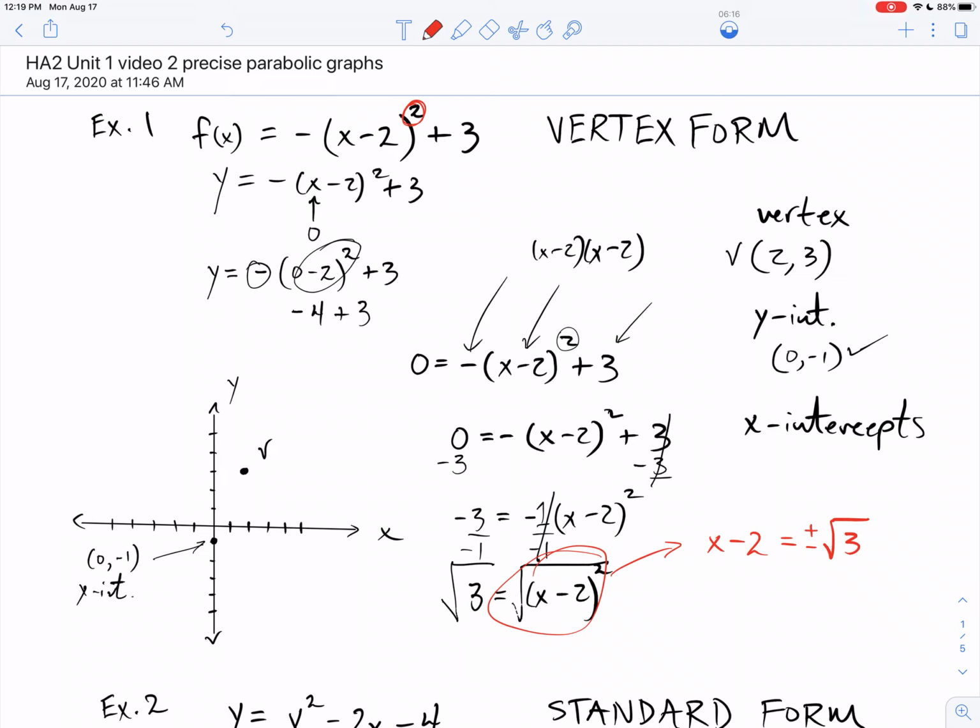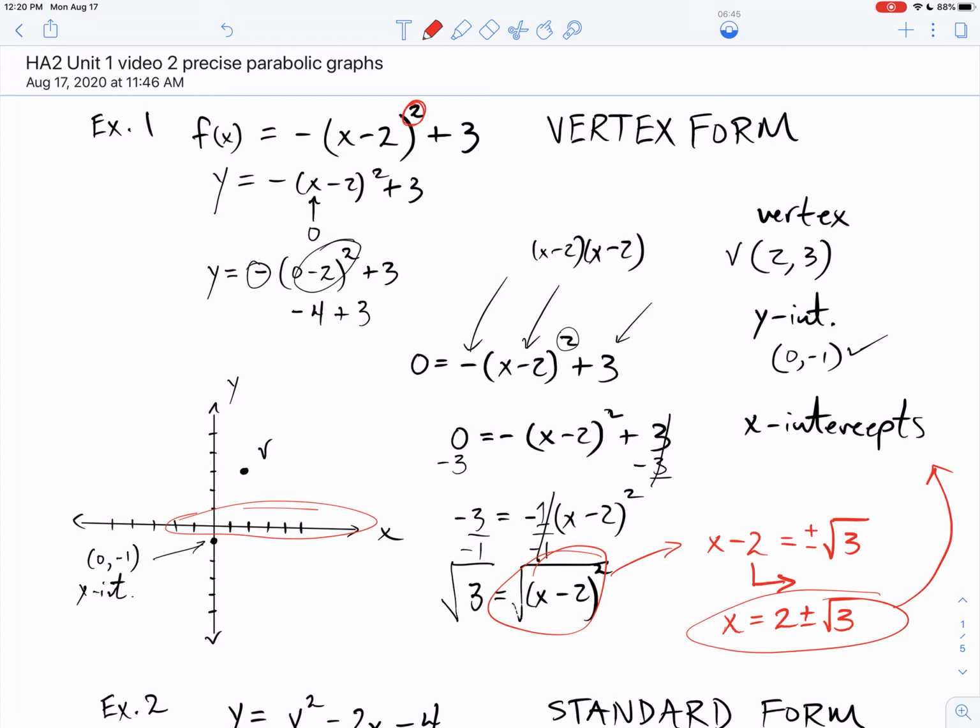Let's move the 2 over. If I add 2 to the other side, if I move that 2 over, I will then get x equals 2 plus or minus root 3. Those are my x-intercepts. But where does that go on my x-axis? Let's look at this.